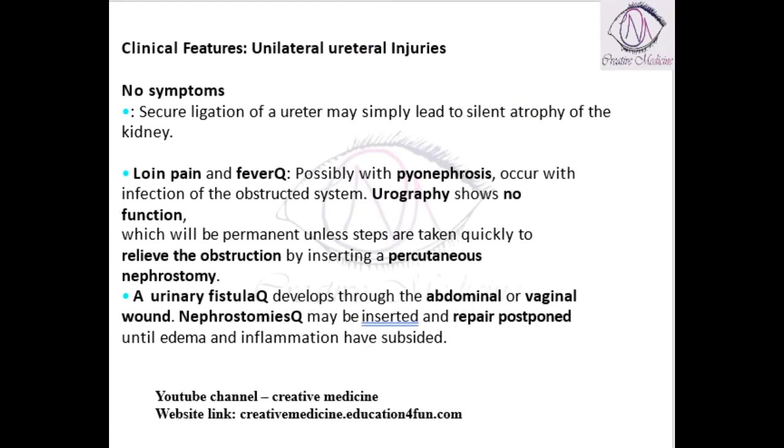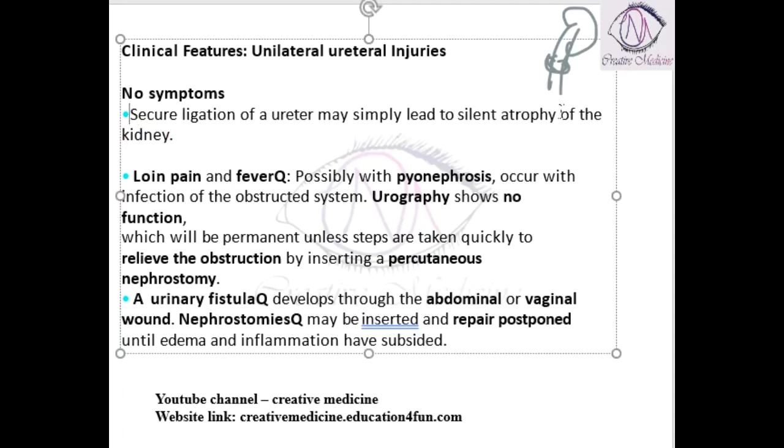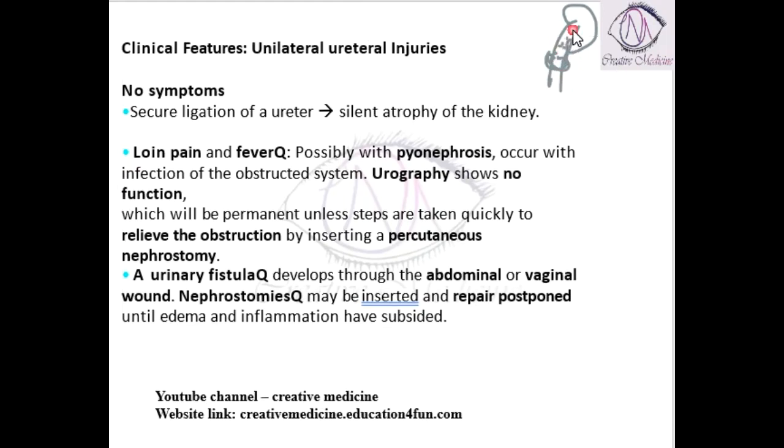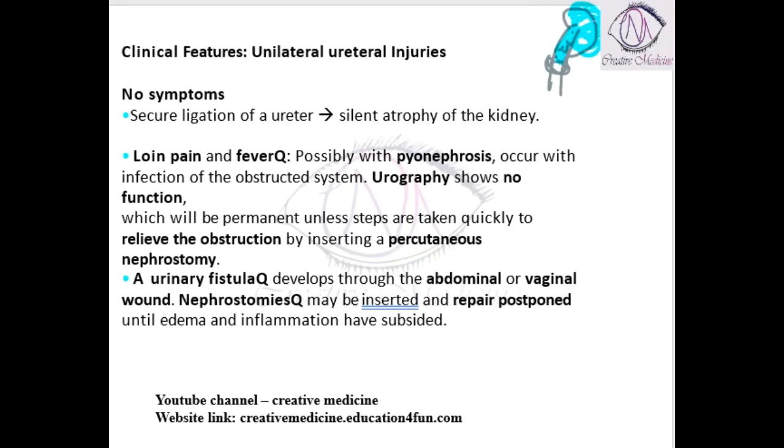If there are no symptoms, that means, for example, just make an important thing here. This is a kidney and this is the ureter. For example, this ureter has been injured or it has been ligated, and if the patient has no symptoms, that means we don't know that we have accidentally ligated the ureter. So slowly, unknowingly, the whole kidney might get atrophied. Why? Because of pressure atrophy. See, this area of the ureter has been ligated unknowingly, so there is accumulation of fluid in the ureter, followed by the kidney also, and as a result, this will result in silent atrophy of the kidney. So this is one thing.